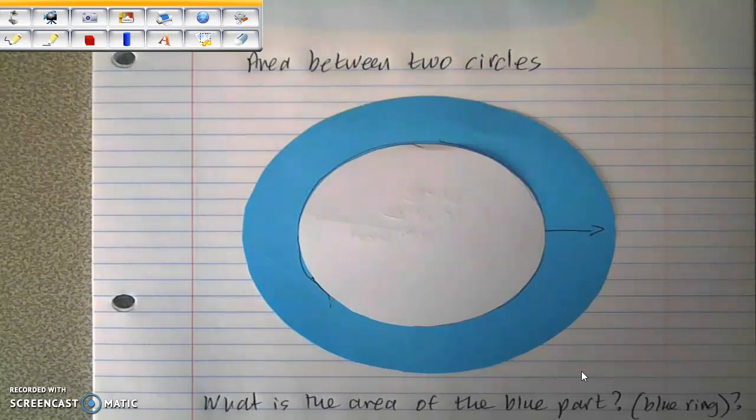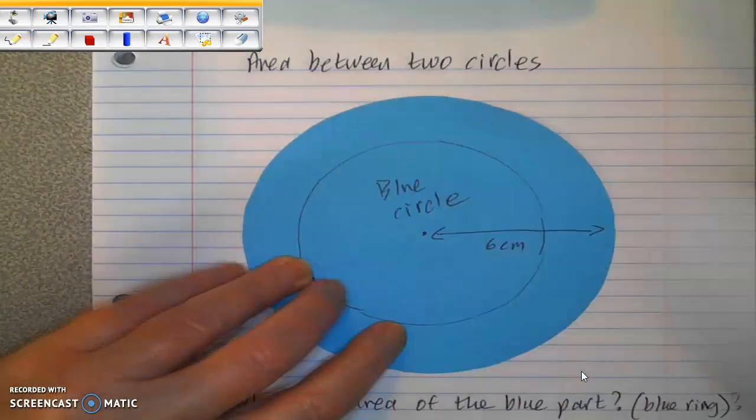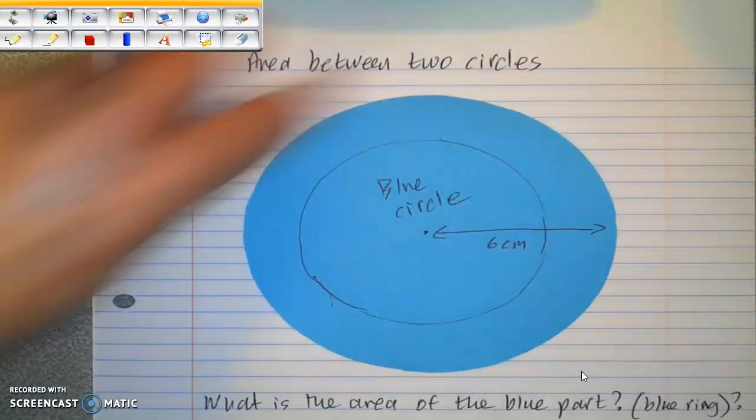If you look at the diagram, you can see a blue ring. That's the area that we're going to calculate. You can think of it as really being two circles, a white circle on the inside and a large blue circle the whole way around the edge.